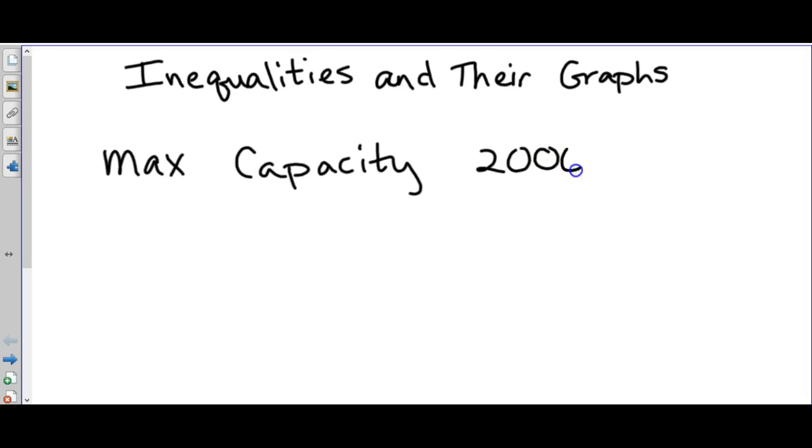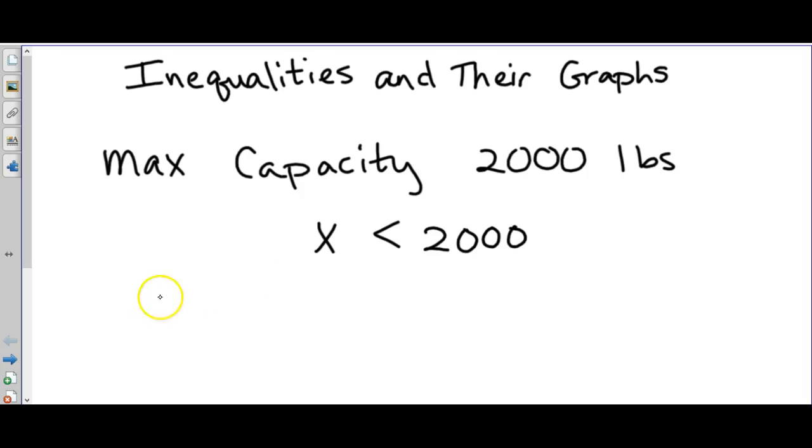And we want to know, well, how many pounds then could the elevator hold? Well, it could hold 0 pounds, or 1, or 2, or 3, everything up until we hit 2,000. So it's every single value up until 2,000, and we write that using the symbol less than or greater than. So less than 2,000, that's every number smaller than 2,000.